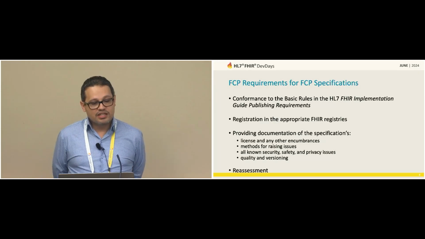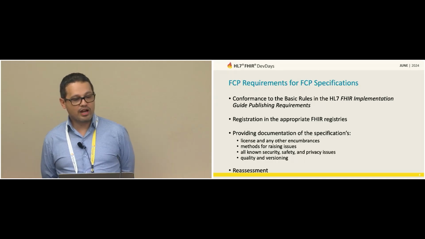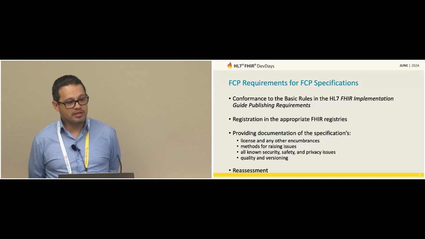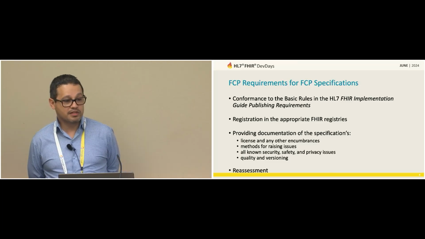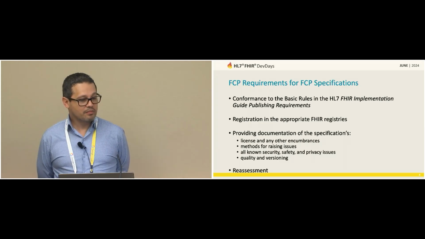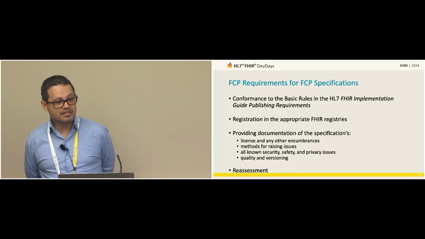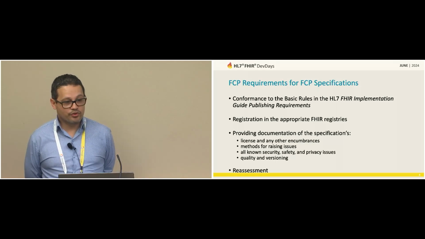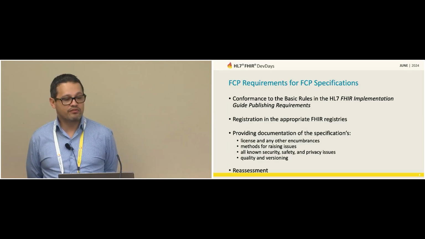And for the specifications themselves, firstly, we require conformance to the basic rules of the HL7 FHIR Implementation Guide publishing requirements. That's a requirement that only applies if your specification is a FHIR IG. We require registration in the appropriate FHIR registries, and again, documentation covering the specification level, license and encumbrances, methods for raising issues, security, safety, and privacy issues, as well as quality and versioning.